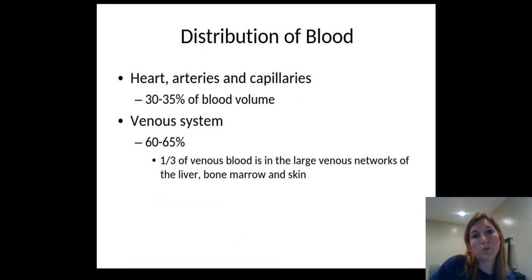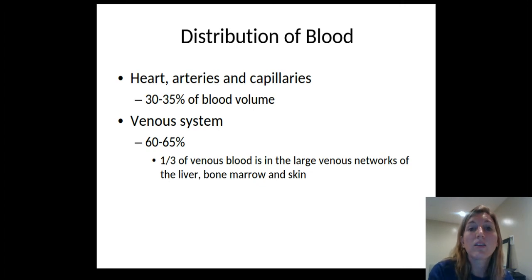So let's talk about the distribution of blood in the body. Your heart, your arteries, and your capillaries have a very small percentage of the blood, which is kind of backwards of most people's thinking. Most people think, oh, the blood's pumping out of the heart, so most of the blood at any given time is going to be in your arteries. Well, that's not right. And then the second train of thought is people say, well, you have tons of capillaries in your body compared to veins and arteries, so most of the blood's probably in your capillaries. Well, capillaries are so small that's not true either.